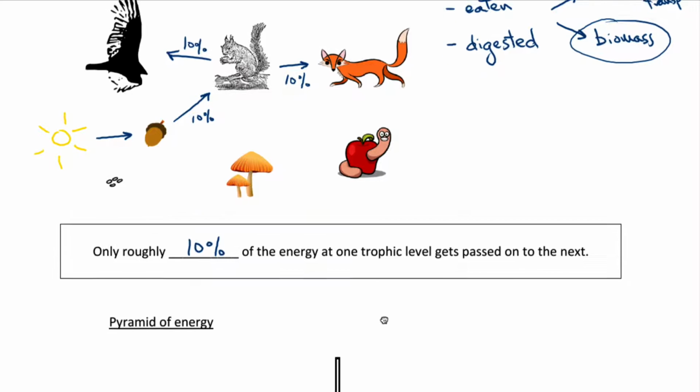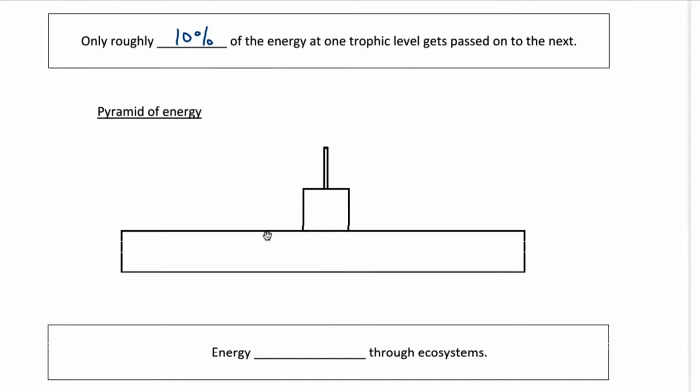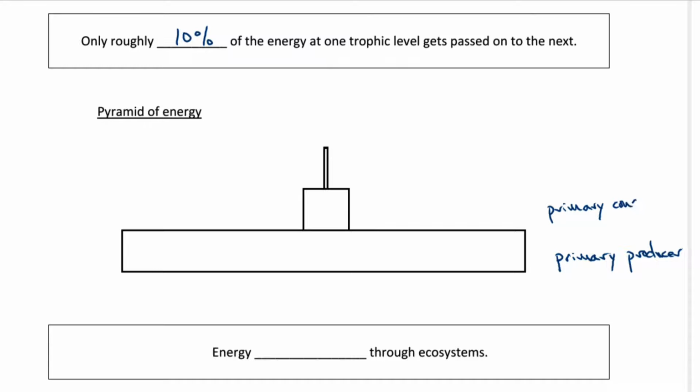And so we can use that to build a pyramid of energy. These bars represent the amount of energy at every level, at every trophic level. And so this down here is the primary producer, like the oak in our example. And then above that, we have the primary consumer, the squirrel. Above that, we have the secondary consumer. In our example, it's the fox or the hawk. And if there were tertiary or quaternary consumers, they'd be above that.